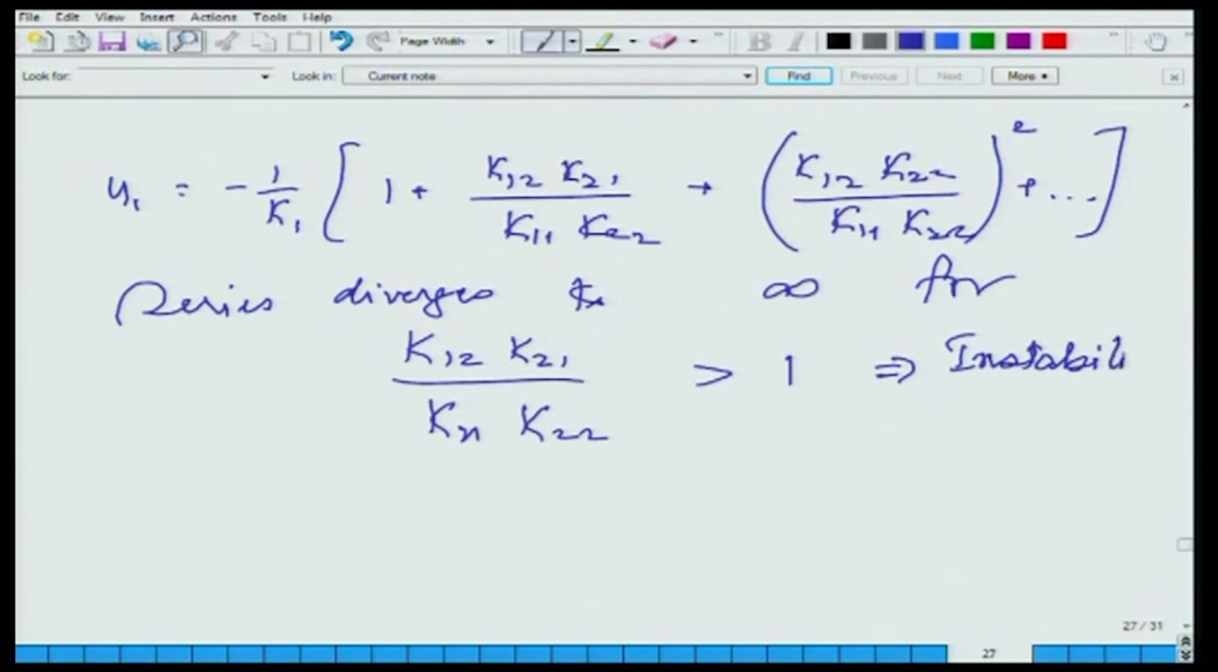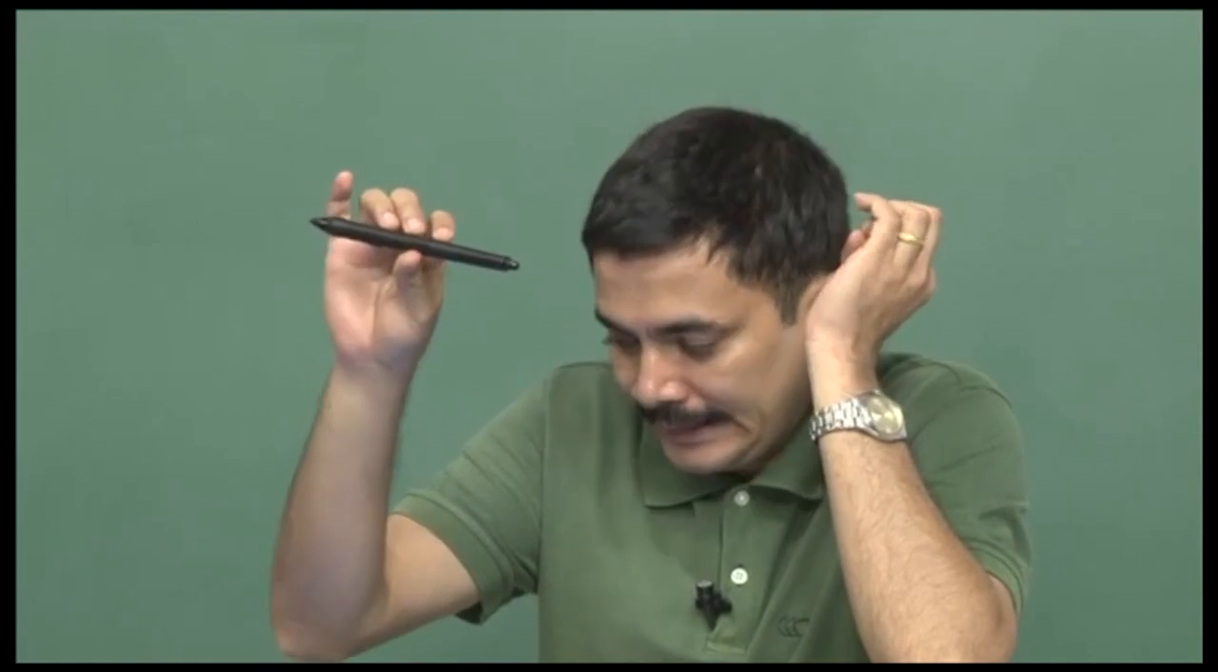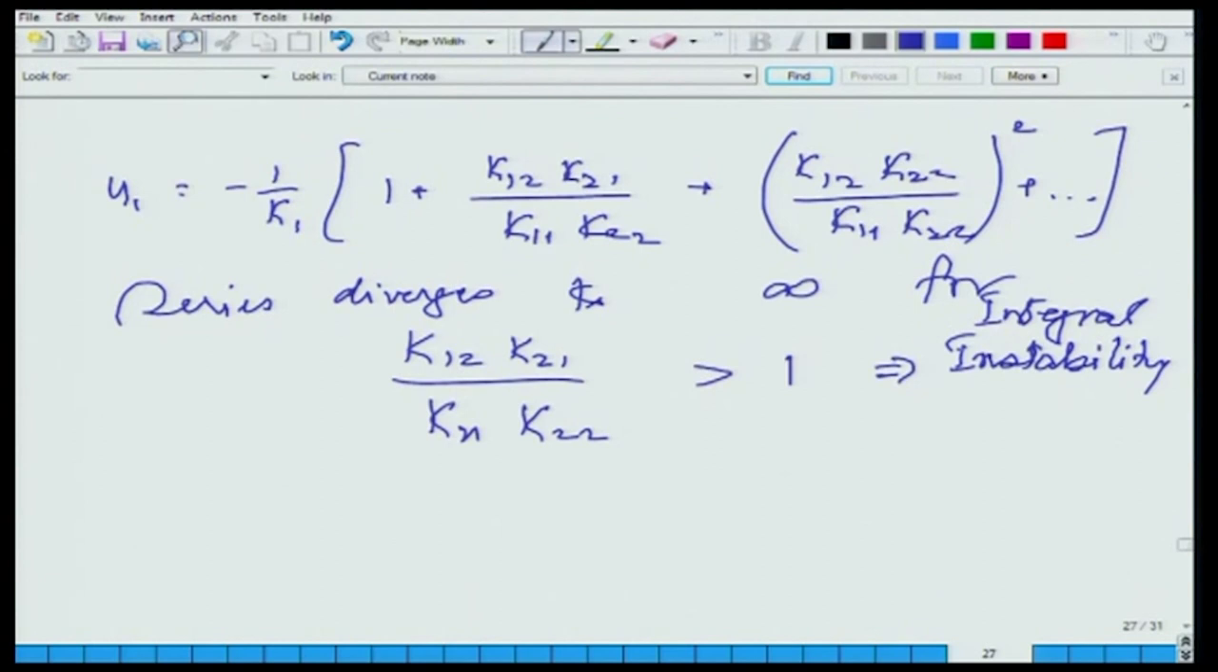In fact, it is called integral instability. And why do we call it integral instability? Integral action causes zero offset. So, if you are using a PI controller in order to maintain things at set point to get zero offset, then integral action is in there. And if integral action is in there and you are trying to maintain the process outputs at set point, and if this condition is satisfied, you get instability, more specifically integral instability, integral indicating that we are trying to maintain both y1 and y2 at set point.